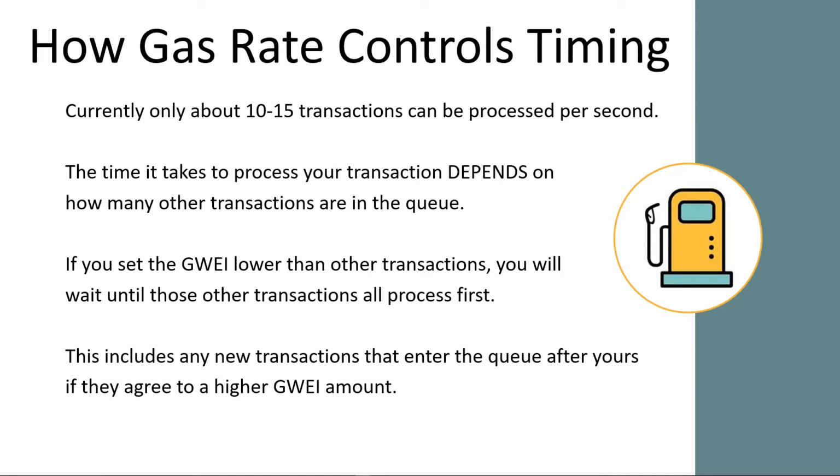It will just wait. So if you set the GUI lower than the other transactions, you will wait until those other transactions all process first. Now, this includes, and this is why the gas rate, you see it jump up and down all the time, any new transactions that enter the queue after yours. If they agree to a higher GUI amount than you do, the system will pick up their transactions first. Even though you put your transaction in a while ago, that is irrelevant in the way that transactions are picked up on the Ethereum network.